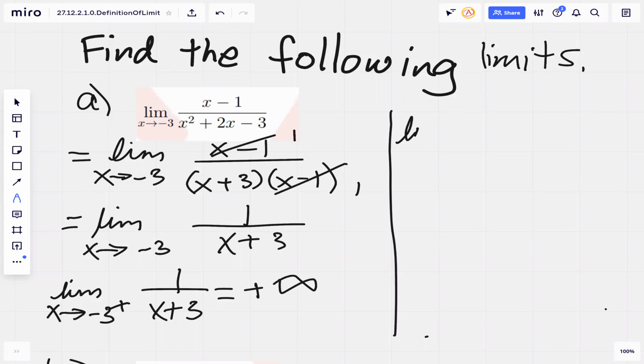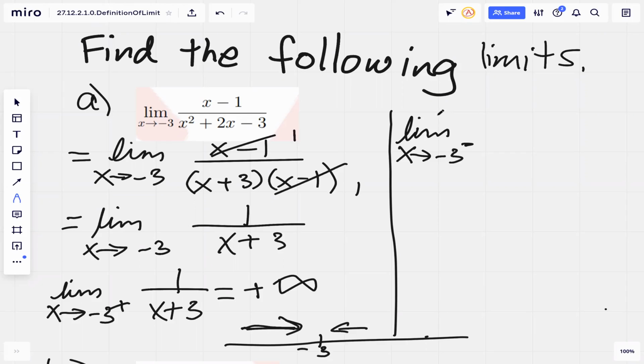Now let's consider the left-hand limit. So limit as x approaches -3 from the left-hand side. So if you were to draw a number line at the bottom with -3, we are now looking from the left-hand side. All right, so the limit as x approaches -3 from the left-hand side of 1 over x plus 3. What do we get? So again, we're looking at values that are a little less than -3, but getting close to -3. We're still going to approach 0 in the denominator, but now it's going to be a negative number. So this actually equals negative infinity.